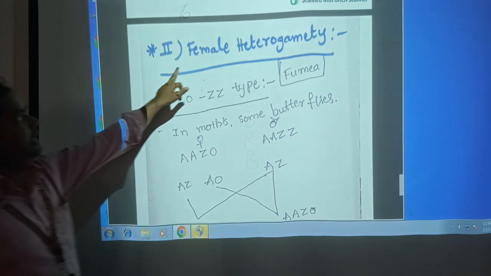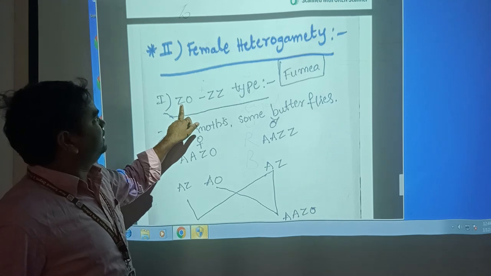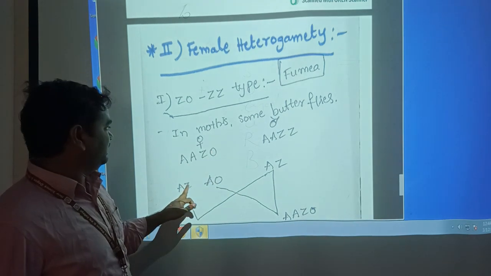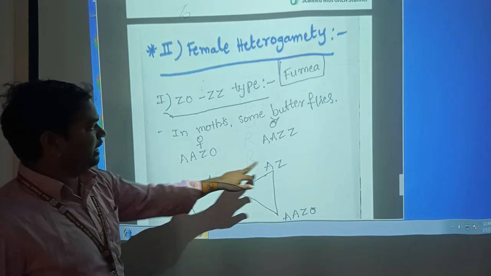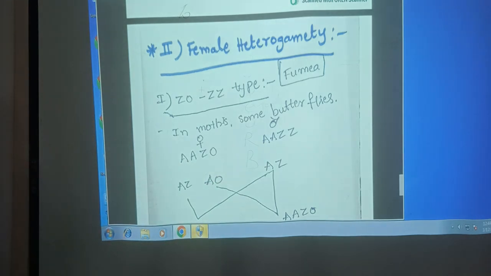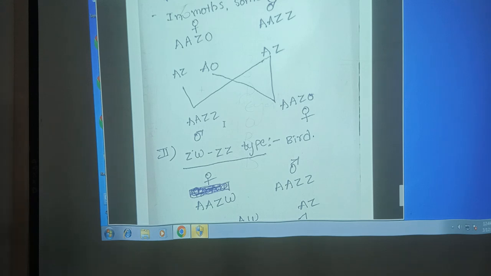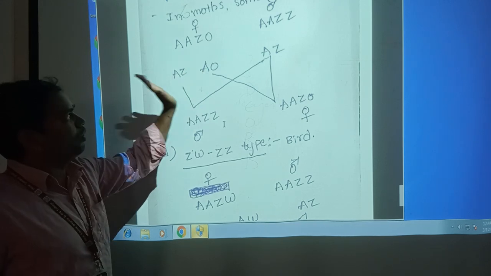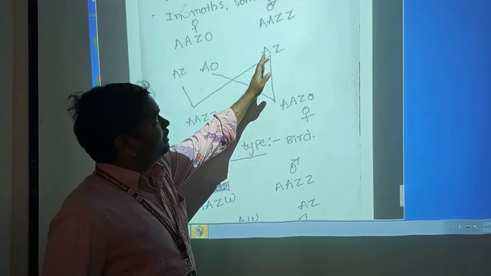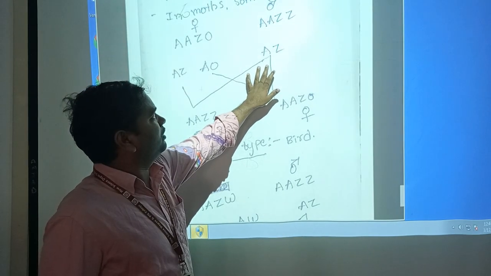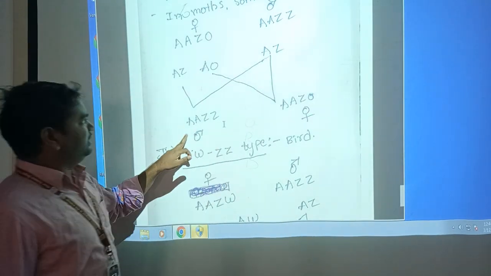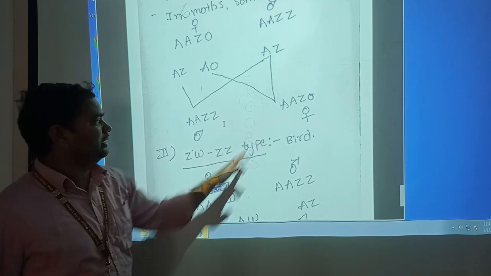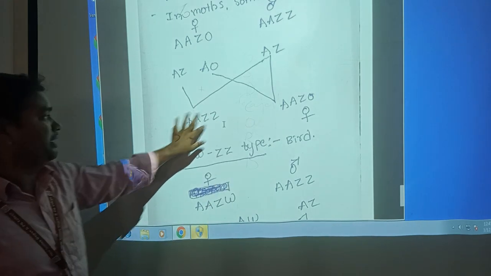This is also female heterogamy, the Z0, ZZ type, in moths and some butterflies, AAZ0, AAZZ, AZ, A0. This is the female rule, and AZ is common. The female is different: some ova have Z, some have 0. But the male sperm are totally the same, two similar sperm with Z chromosome. Common AZ, AZ, male AZ, A0, this is the female. This is the sex determination effect only in females.